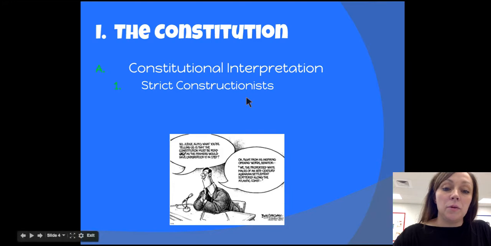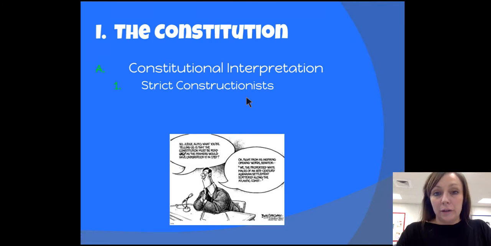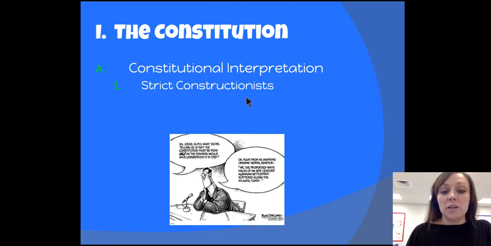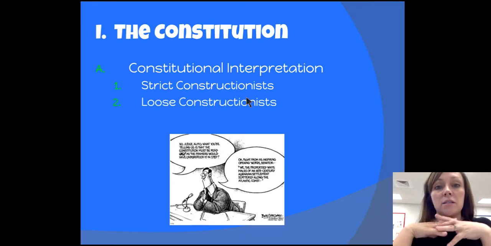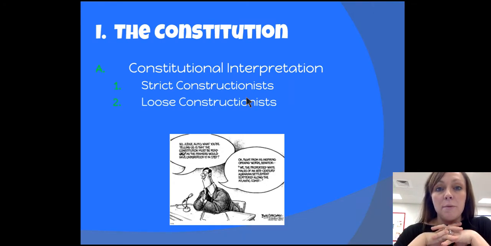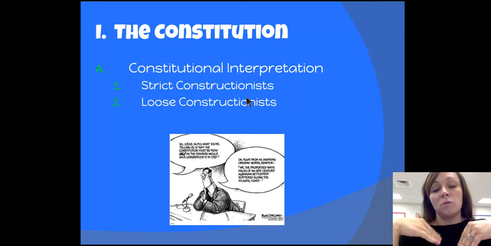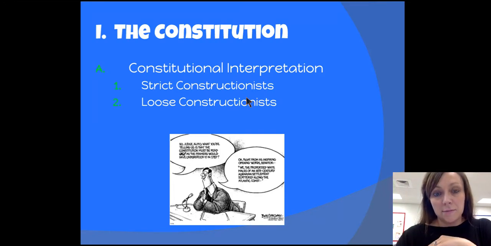And again, you'll want to be taking notes: strict constructionists are people that interpret the Constitution literally, like as it was written in 1787. They're reading word for word. A strict constructionist would interpret the Constitution literally. A loose constructionist, on the other hand, is a person who reads between the lines or believes that the Constitution should be applied to modern contexts.